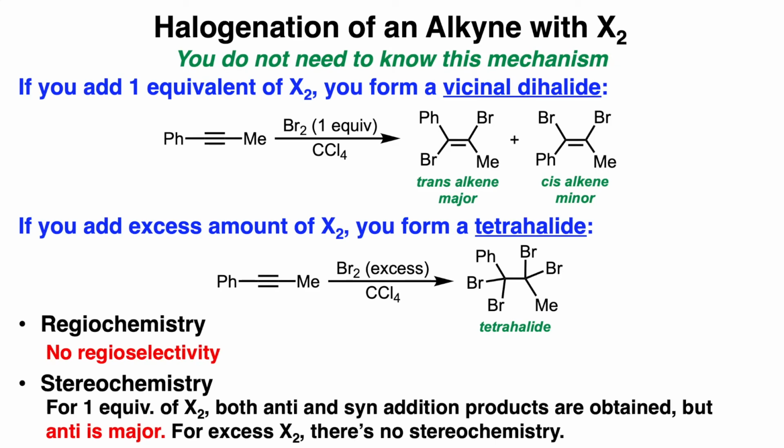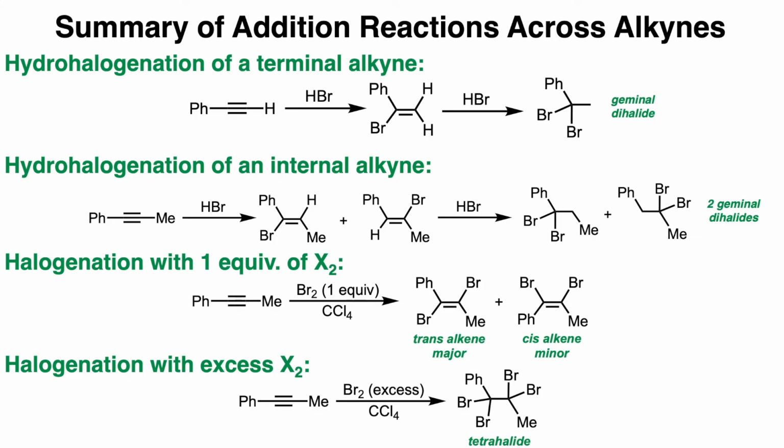And halogenation of an alkyne has no regiochemistry, but there is stereochemistry. For one equivalent of X2, both the anti and syn addition products are obtained, but the anti product is the major one. For excess X2, there's no stereochemistry since chiral centers are not formed.